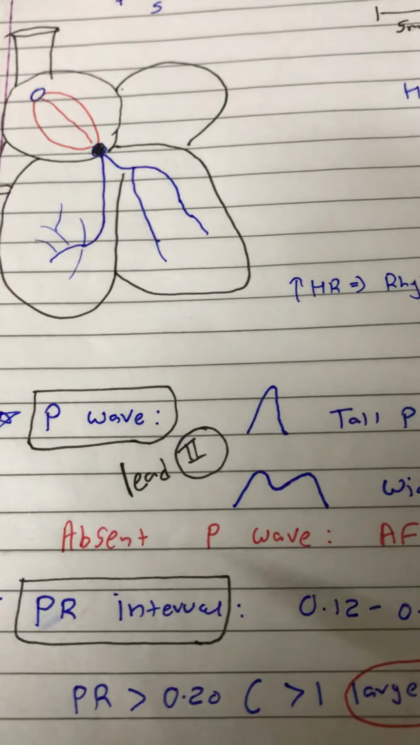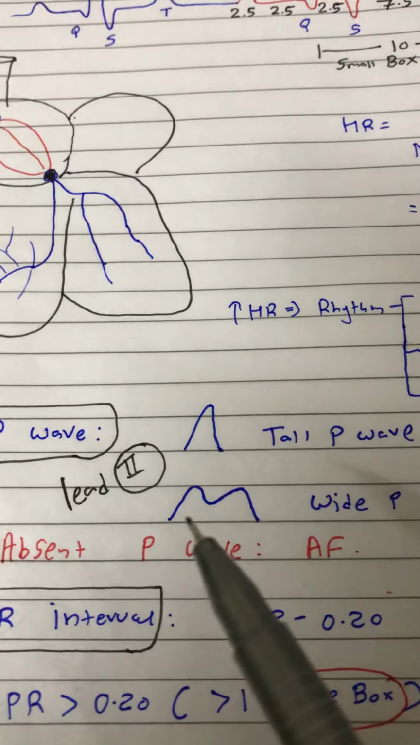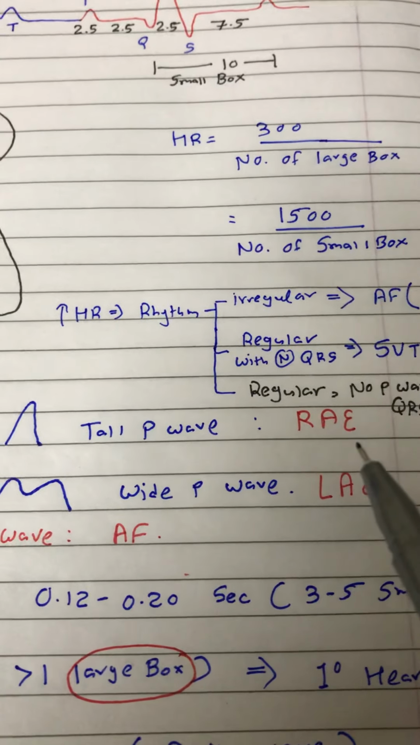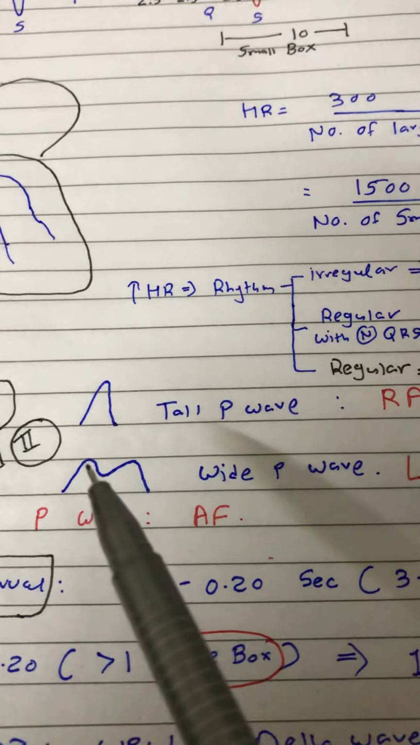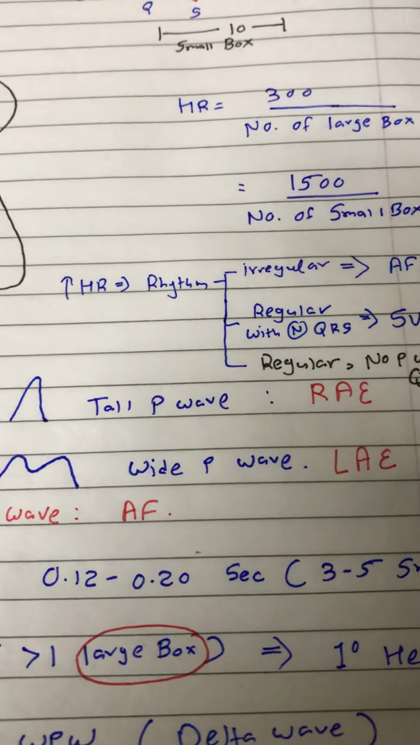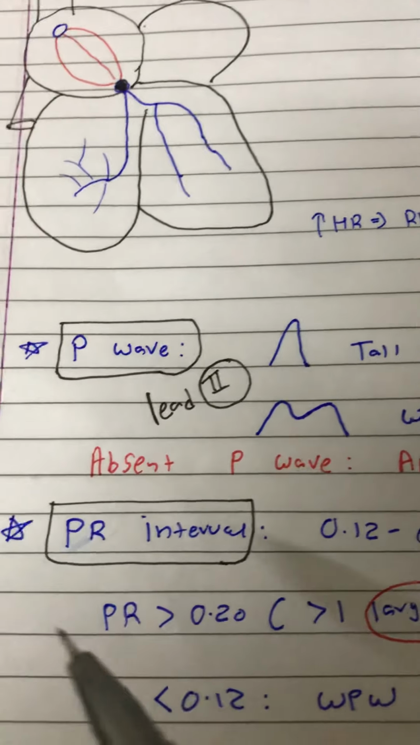Now we focus on the P wave. In lead 2, a tall P wave indicates right atrial enlargement, a bifid or wide P wave indicates left atrial enlargement, and absence of P wave indicates atrial fibrillation.